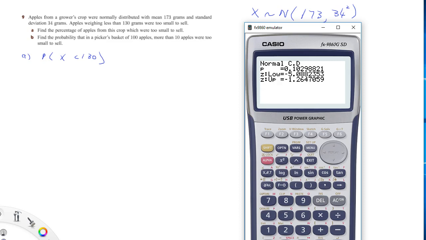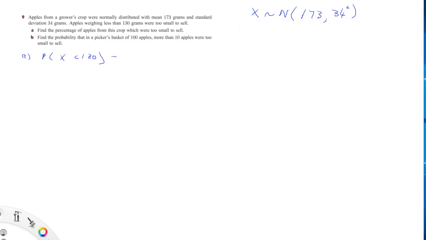And so the probability is 0.10298. And the percentage that are too small will be 10.3%.